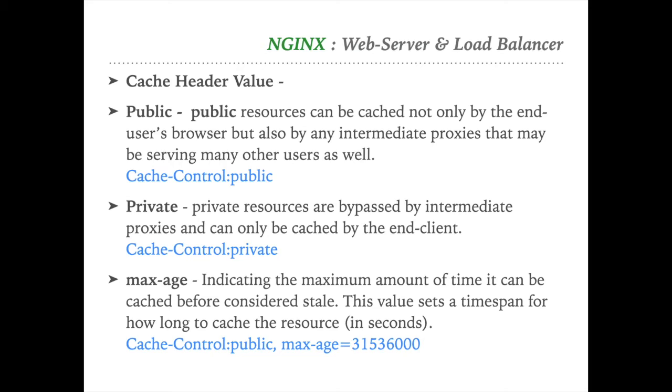Then the third property is max-age, which is combined with private and public, right? So we can combine max-age with public and private, and max-age basically indicates the maximum amount of time that the resource can be cached before being considered stale. It means if you define 2 hours, 2 days, or 3 days, then at the client browser side or at the proxy side, that resource will be cached for 3 days, right? After that, that particular resource will be stale and we need to make another request to cache that resource.